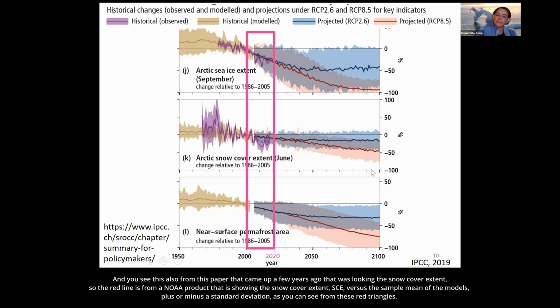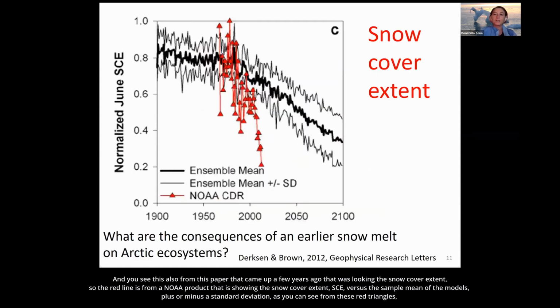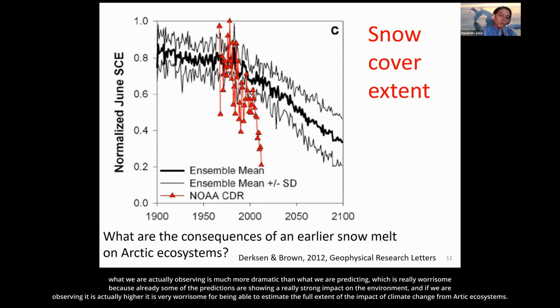And you see this also from this paper that came up a few years ago. It was looking at the snow cover extent. So the red line is from a NOAA product that is showing the snow cover extent, SCE, versus the ensemble mean of the models plus or minus a standard deviation. As you can see from these red triangles, what we are actually observing is much more dramatic than what we are predicting, which is really worrisome because already some of the predictions are showing a really strong impact on the environment. And if what we are observing is actually higher, it's very worrisome for being able to estimate the full extent of the impact of climate change on Arctic ecosystems.